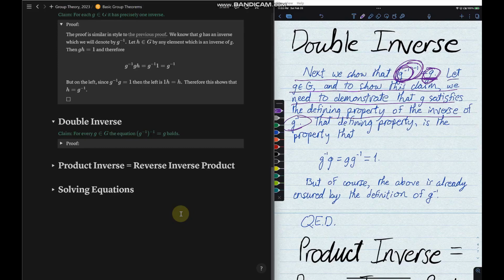What does it mean to be the inverse of anything? It means that if you product them, you get the identity, right? That is the defining property of being the inverse of g inverse, is that if you product them, you get 1. So how do we know that this equation is true? Well, of course, this is just immediate from the definition of g inverse, that g inverse g would equal 1. So we know that this is true, and this is precisely what we needed to show that g has the defining property of being the inverse of g inverse, QED.